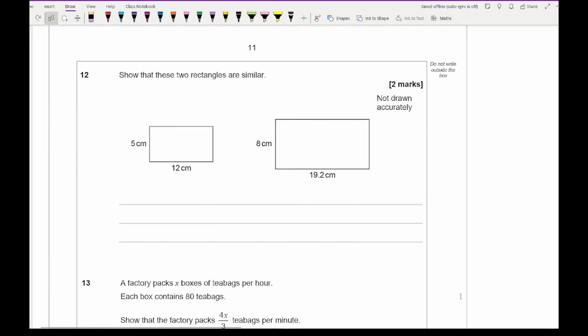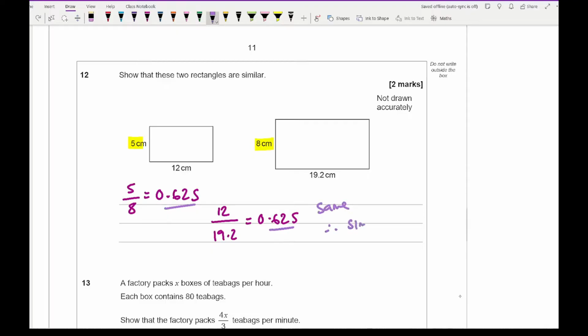Moving on to question 12, it says show that these two rectangles are similar. So for this, what we need to do is compare the scale factors for two corresponding sides, and if they're the same, then it's a fair assumption that it's going to be similar, particularly if it's a rectangle, as we've already got two sets of sides. So here, if I work out what 5/8 is, which is 0.625, I then do 12 divided by 19.2. That also gives me 0.625. So as you can see, these two amounts here are the same, so therefore they are going to be similar.